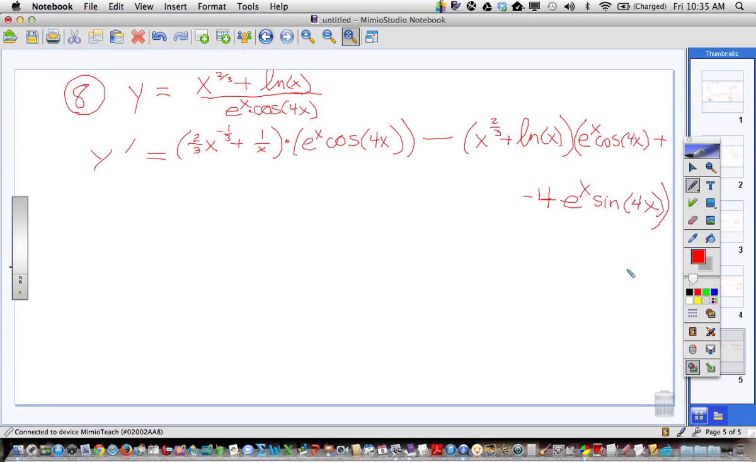All right, so we kicked out the 4. Well, no, I forgot my hooks. Okay, so derivative of cosine was negative sine. We kicked out the 4. There it is. All right, that's all the top.